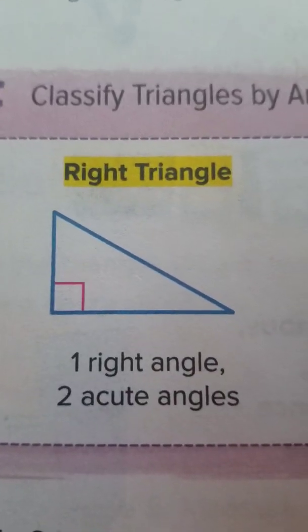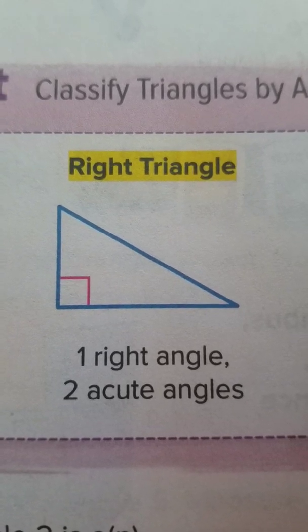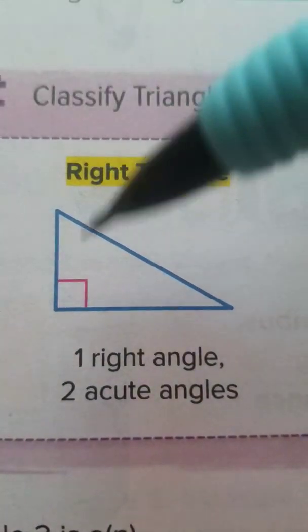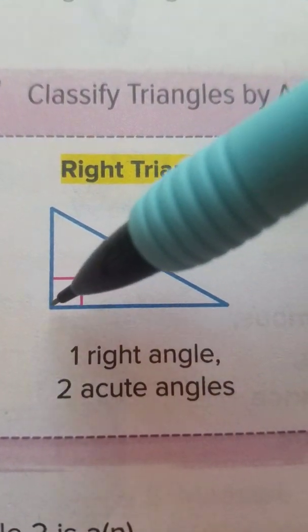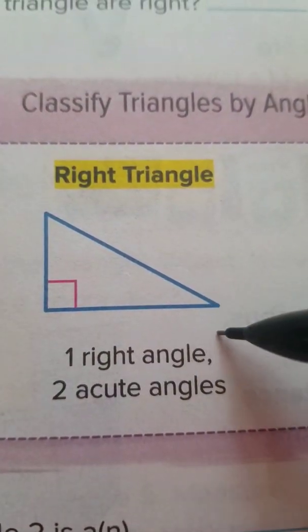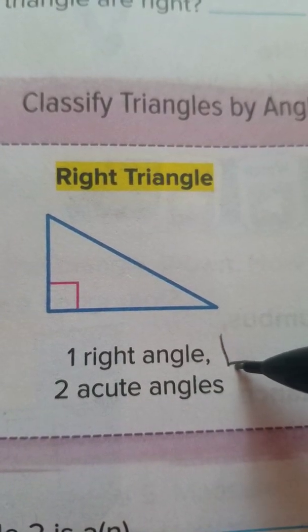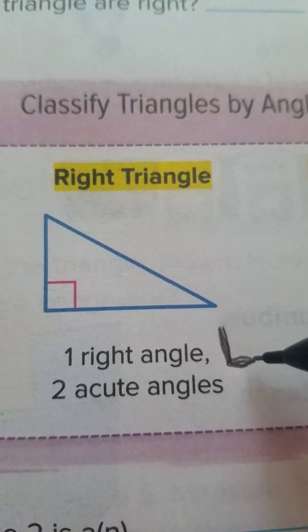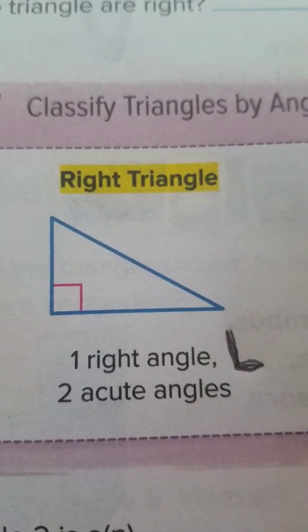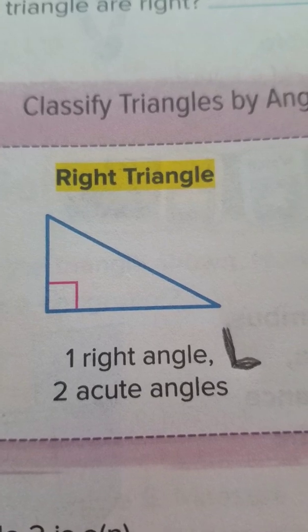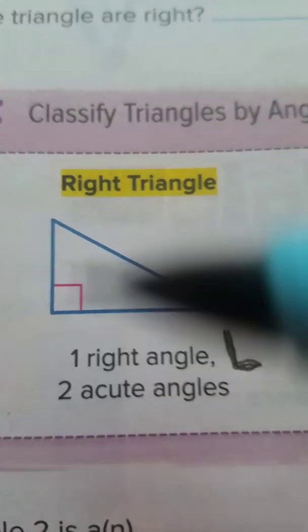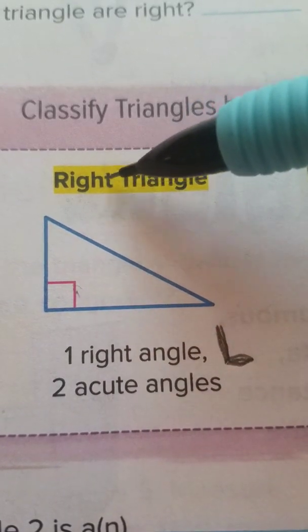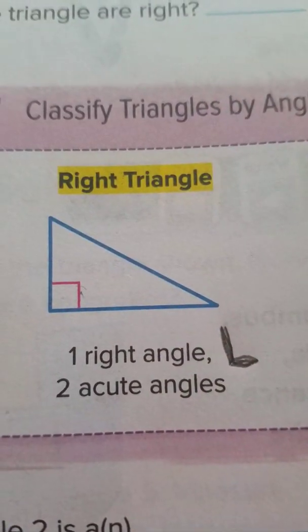Right triangle. In order for a triangle's last name to be right, R-I-G-H-T, it has to have one 90-degree angle. And it will only ever have one. It will never have two. So remember I told you right angles look like the letter L. Sometimes they're flipped upside down, but it has one right angle. As soon as you see a triangle with one right angle, you know its last name is right, R-I-G-H-T.